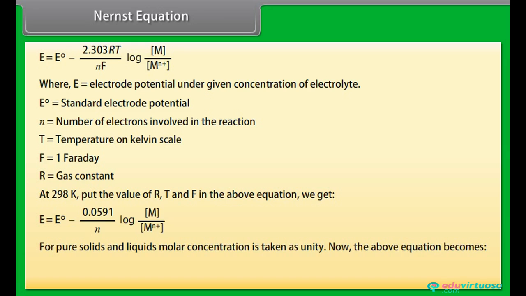For pure solids and liquids, molar concentration is taken as unity. Now, the above equation becomes E is equal to E naught minus 0.0591 upon n log 1 upon M ion. Nernst equation and EMF of the cell.